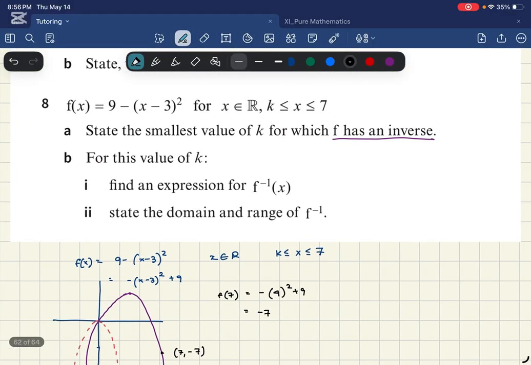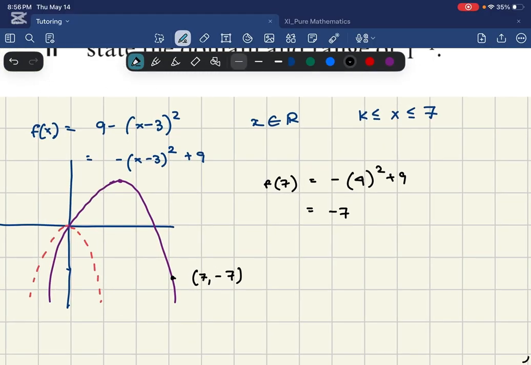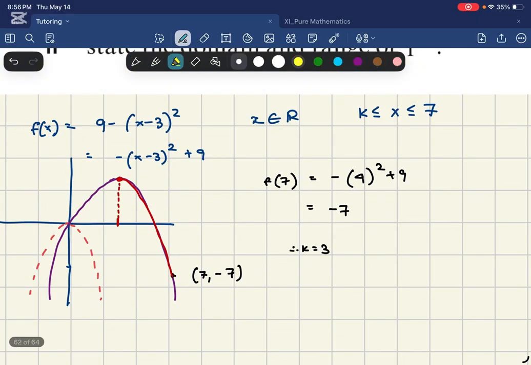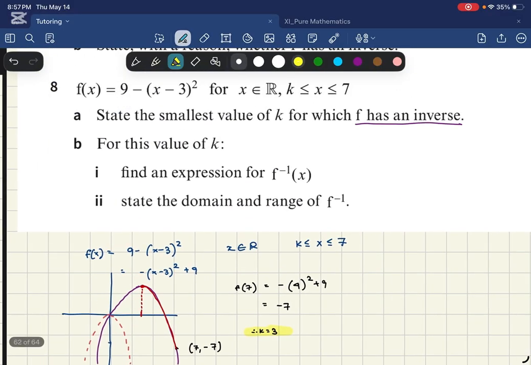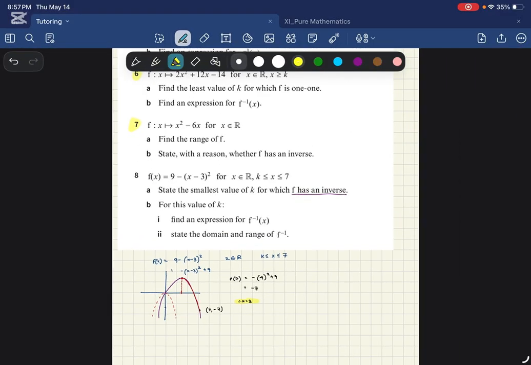So we need to find the smallest value of k for which f has an inverse. So let's just trace back. If I trace back, up until the vertex point, my function is 1 to 1. So your smallest value of k is going to be the k where your vertex occurs, and that is when x is equal to 3. So therefore, k is equal to 3. If you take any value that is smaller than 3, then it's no longer 1 to 1. All right. So for 8, the answer is 3.